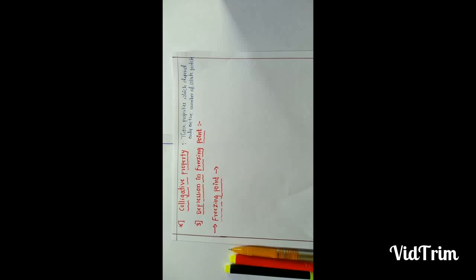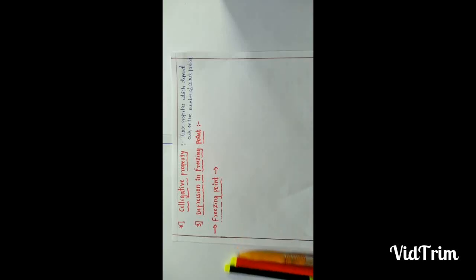In the previous class, we studied two colligative properties: relative lowering of vapor pressure and elevation of boiling point. Now in this class, we are going to start the third colligative property, that is depression in freezing point. It is the third colligative property.